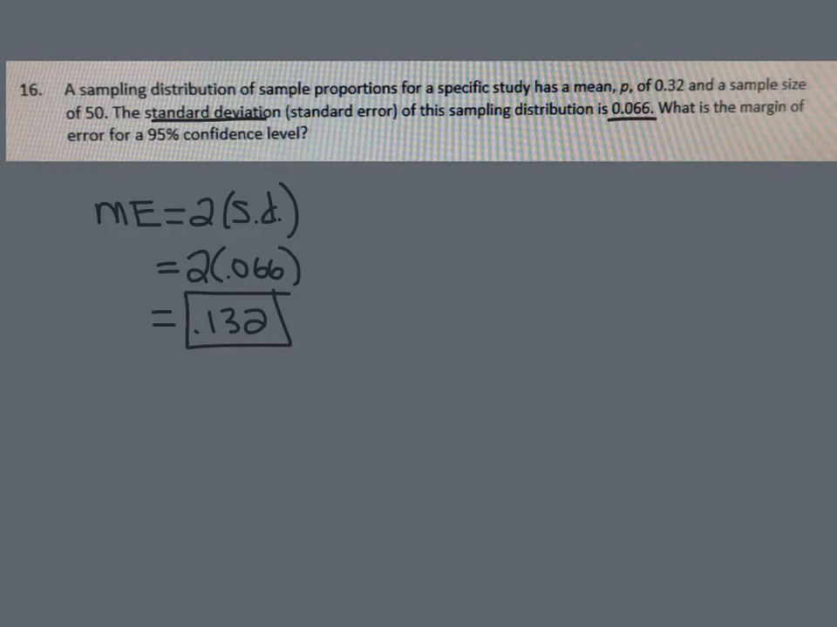All right, if you wanted to use the formula, they give you the information for that as well. You could do 2 times the square root of p. Well, p would be 0.32.